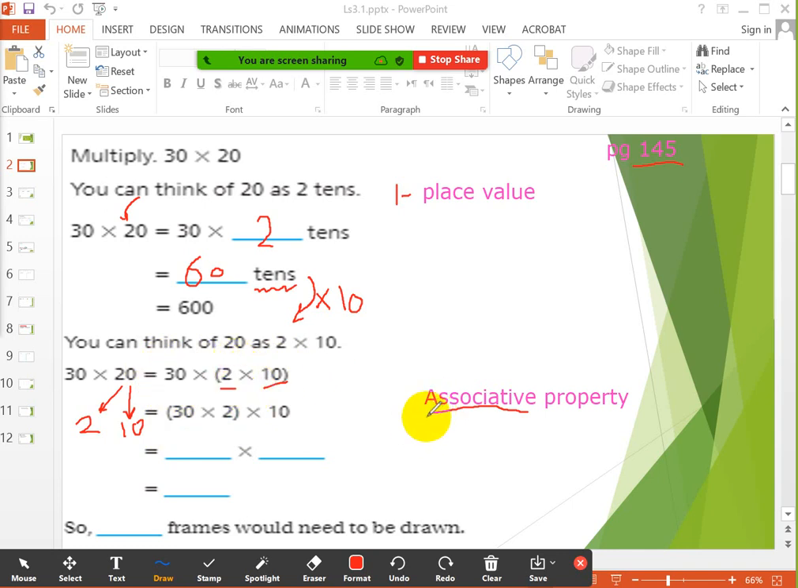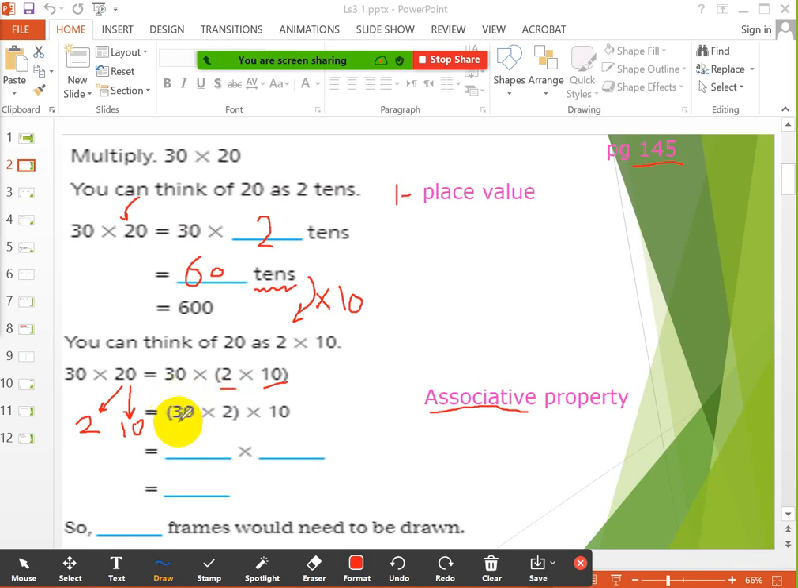We name it associative property. Why will I do that? Because I want to multiply 30 with 2 first. If you use this property, then you will multiply the numbers between parentheses. So 30 multiplied by 2, I will multiply 3 with 2.